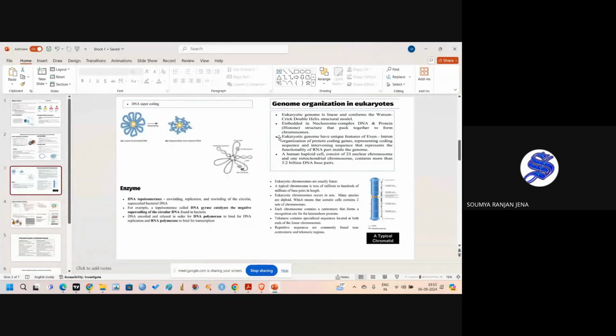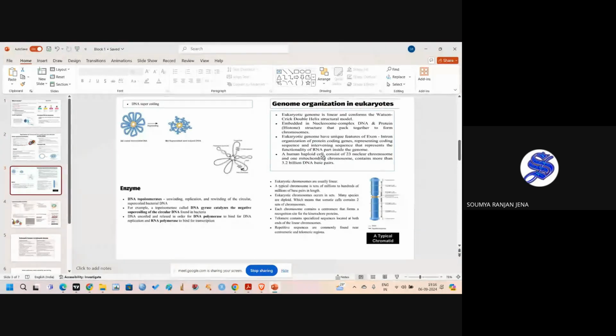Then we described the eukaryotic genome is linear and conforms to the Watson-Crick double helix structure of the DNA molecules, and it contains a nucleosome complex. This nucleosome complex comprises DNA and proteins that pack together to form a chromosome. And this eukaryotic genome has unique features, that is exon and intron boundaries. These exons are called protein coding regions, and these introns are called non-protein coding regions.